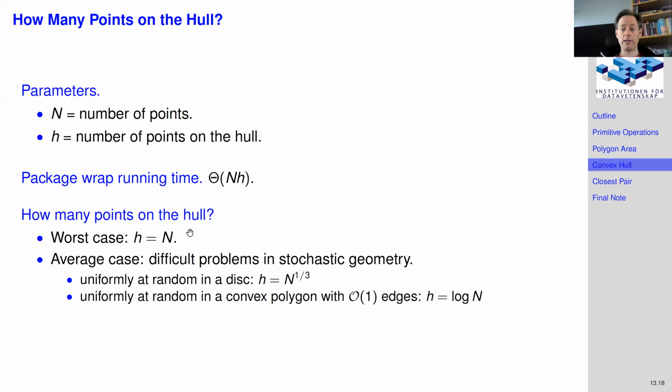So how many points are there on the hull? It actually turns out, in the worst case, all the points can be on the hull. So basically this will turn into a quadratic worst case solution. If we're interested in the average case, then we need to deal with a much more tricky problem from stochastic geometry. For example, if we have uniform randomly placed points on a disk, then we will find that the average number is n to the power of a third. If they're uniform at random in a convex polygon with a constant number of edges, then h becomes the logarithm of n. But for our purposes, we need to treat this as n squared.